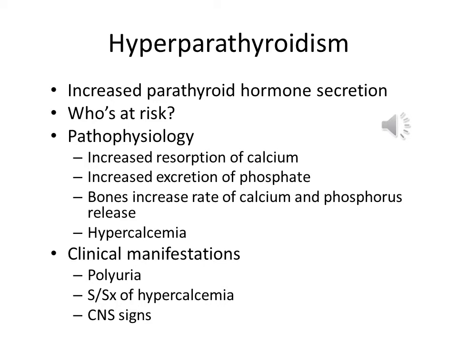Clinical manifestations include polyuria, which is an early sign, renal calculi, anorexia, constipation, nausea, vomiting, abdominal pain, generalized bone pain, pathologic fractures, muscle weakness, atrophy. In 55% of patients, renal damage can occur. Calcium buildup can lead to obstruction, pyelonephritis, and possibly renal failure.